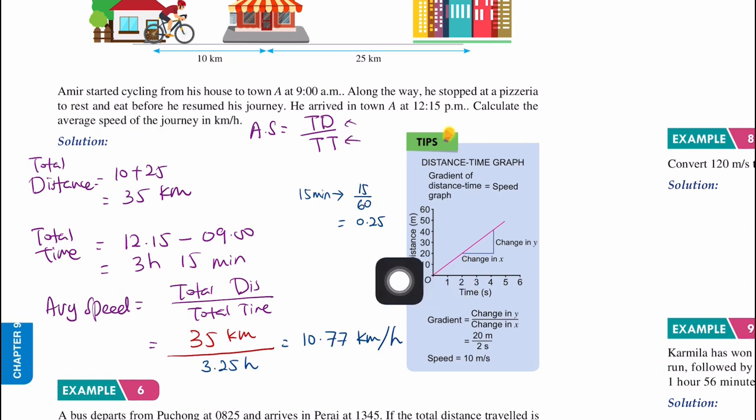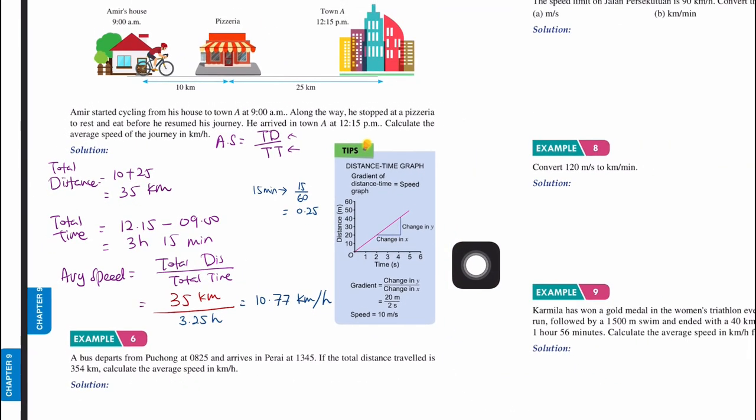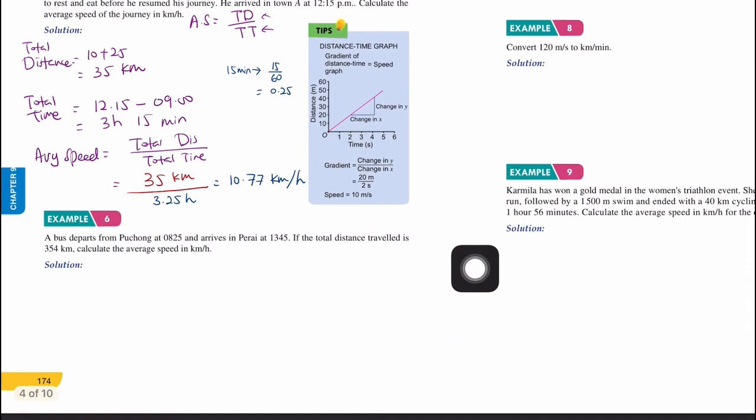Clear? Cabaran di sini sebenarnya adalah unit conversion. Awak kena ingat balik unit conversion yang awak dah belajar masa sekolah rendah. Boleh. We proceed with example 6.